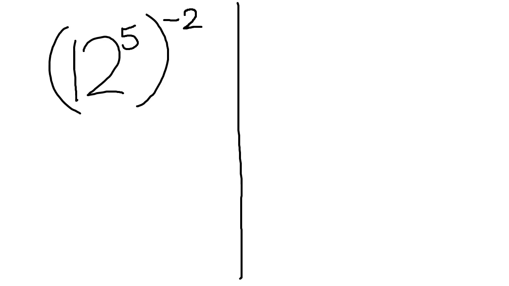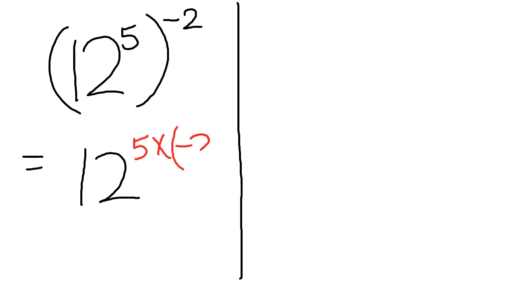What if we had a question like this? Well, we know that our base will be the same, 12, and our exponents, no matter what they are, they will still be multiplied. So it will technically be 5 multiplied by minus 2. So our answer will be 12, and our exponents will be 5 times minus 2, which is minus 10.